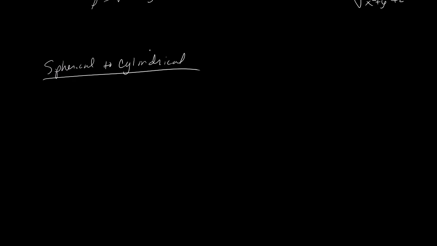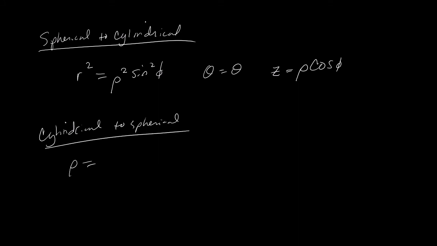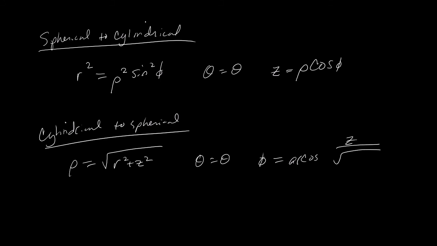We have r squared is equal to rho squared sine squared of phi. Theta is, of course, equal to theta, which is nice. And z is equal to rho cosine phi. Okay. And if you're going in the reverse direction, cylindrical to spherical, all right, then we have rho equal to the square root of r squared plus z squared. Theta, of course, is theta. And phi is equal to the arc cosine of z over the square root of r squared plus z squared.